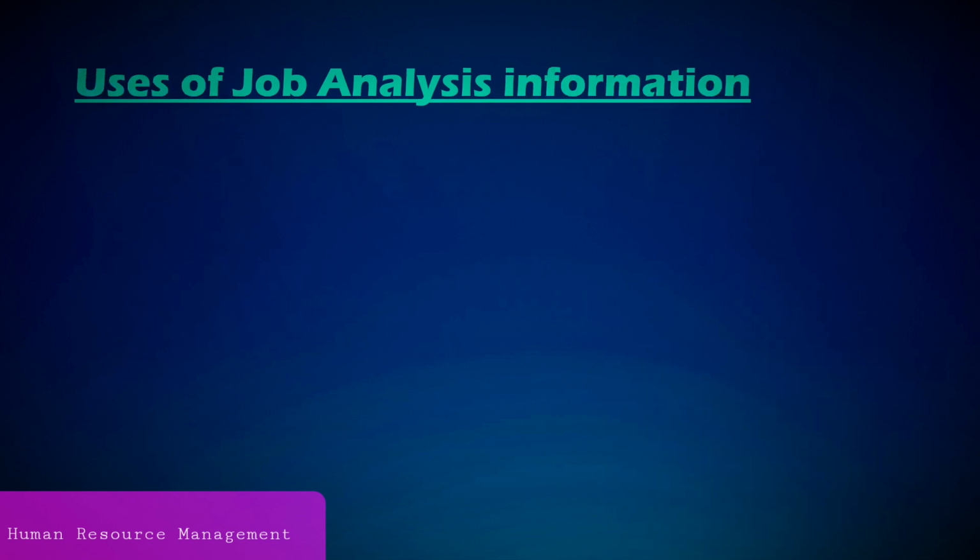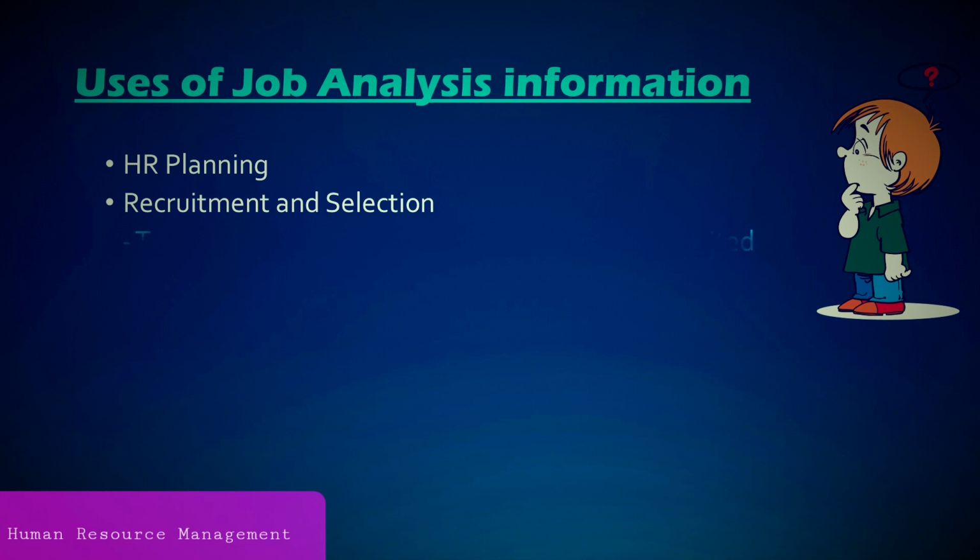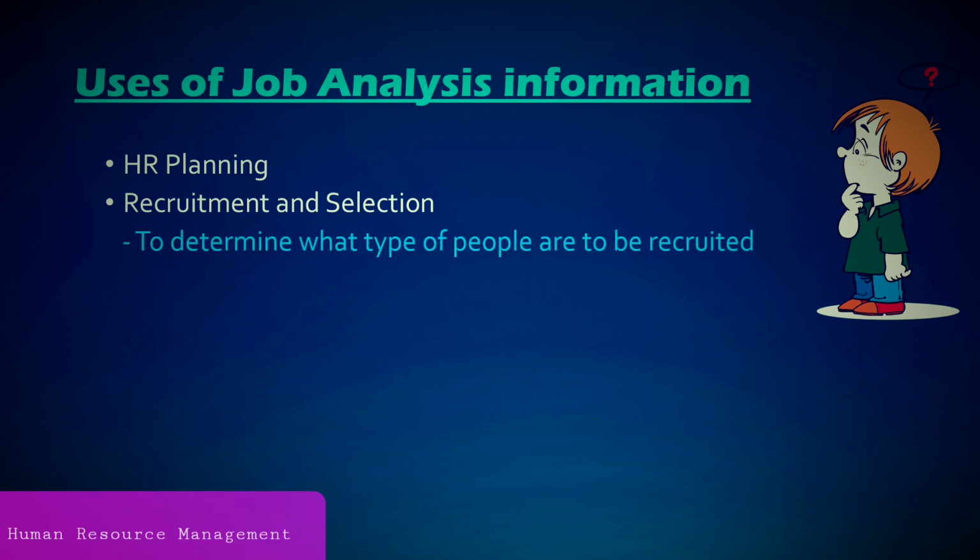There are several uses of job analysis information. In human resource planning, it is required to look into current job descriptions. Through job analysis information, those who are engaged in human resource planning can redesign jobs to eliminate unnecessary tasks and to change them accordingly. In recruitment and selection, this job analysis information helps managers to determine what type of people are to be recruited for a particular job according to its required duties and person specifications.